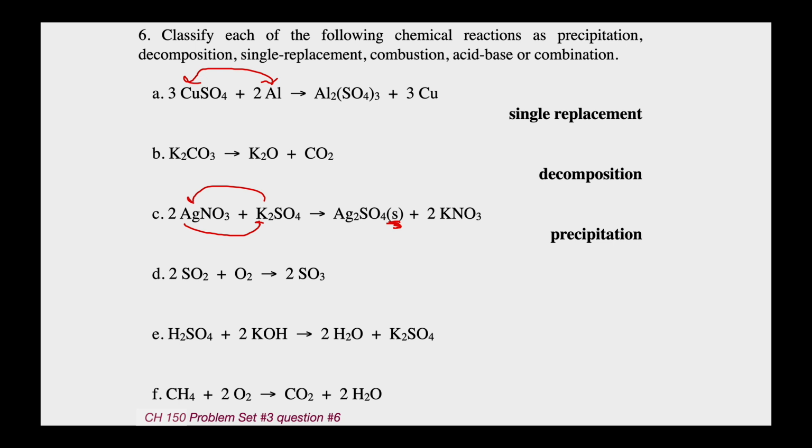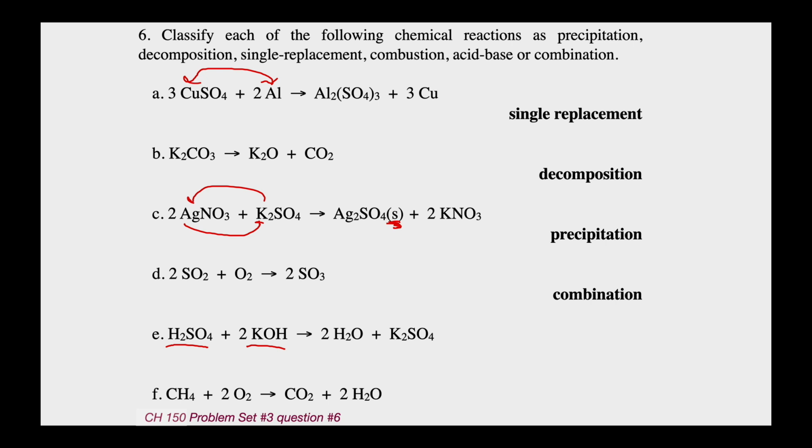On D, there's only one product. And on B, we saw that only one reactant means decomposition. If there's only one product, that means that two or more smaller pieces are combining to make a bigger piece. And that's what's happening here. SO3 is being formed from SO2 and oxygen. This is called a combination reaction. So decomposition has only one reactant. A combination reaction has only one product. So that's pretty chill.